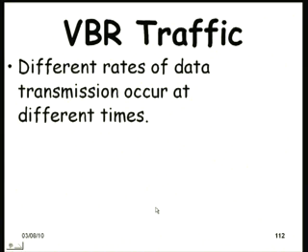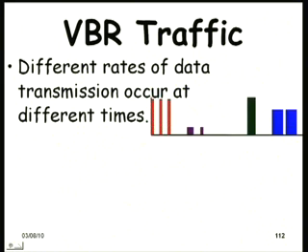And then we were discussing the variable bit rate traffic, where the rate of data transmission, or rather the size of data generated by the source, I think that would be more appropriate, varies at different times. So at some time we have a very small amount of data to be transmitted, and at other times a large amount of data generated at the source needs to be transmitted.